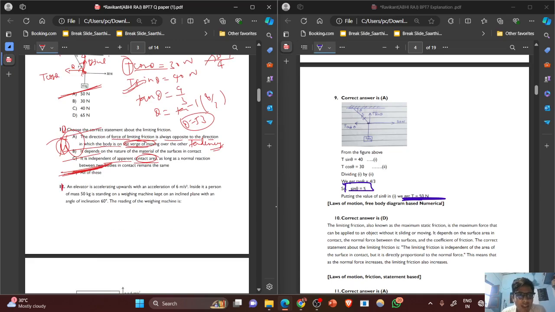An elevator is accelerating upward with an acceleration of 6 meter per second square. Inside it, a person of mass 50 kg is standing on a weighing machine kept on an inclined plane with an inclination of 60 degree. Means the inclined plane is placed in this way with an angle 60 degree, and a man is standing over it. The reading we need to calculate.